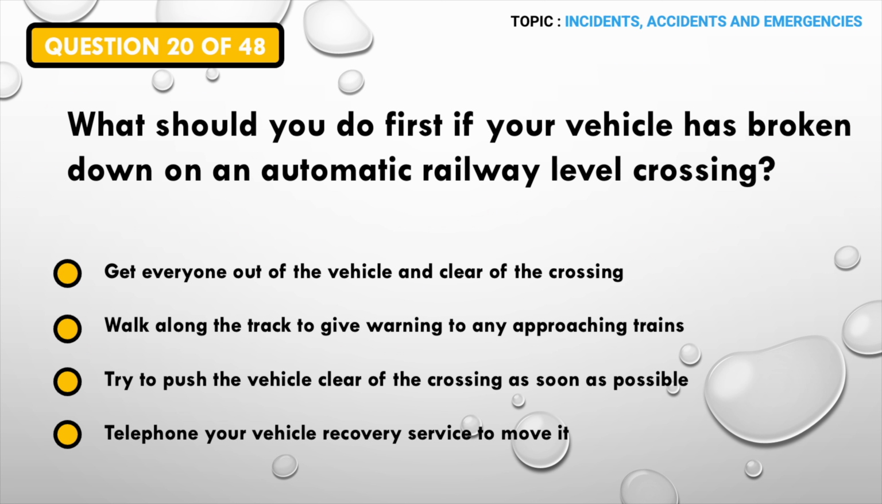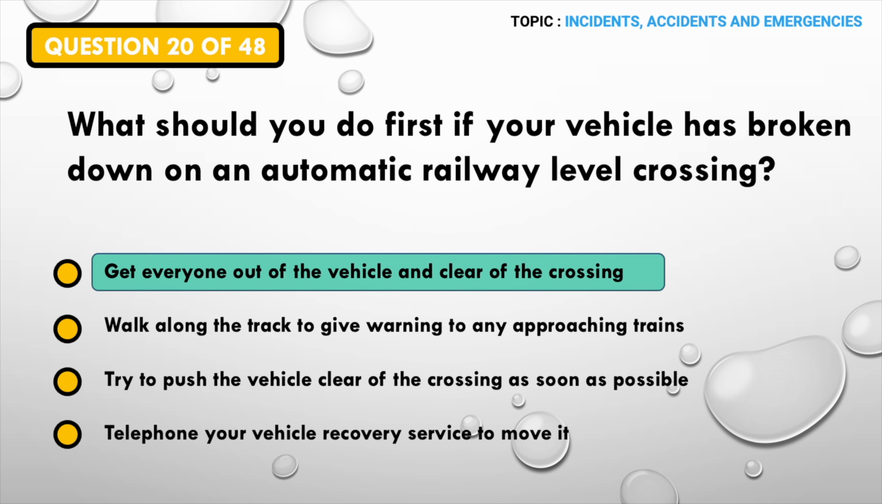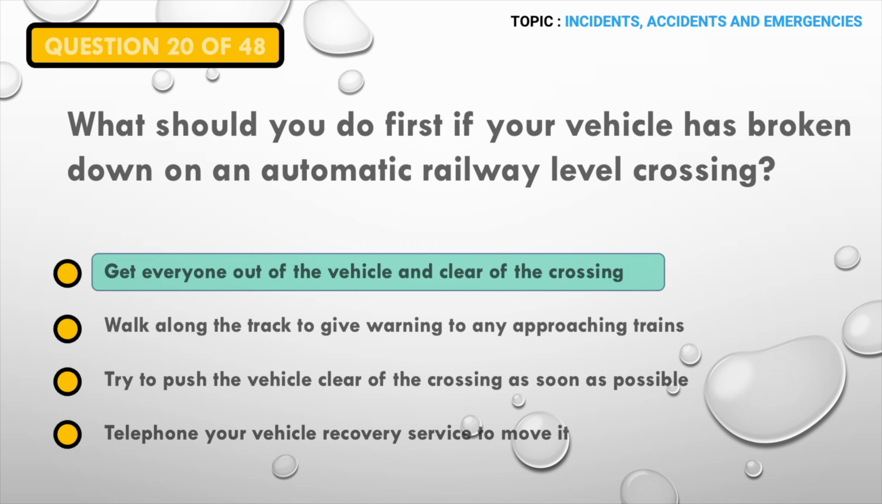What should you do first if your vehicle has broken down on an automatic railway level crossing? Get everyone out of the vehicle and clear of the crossing. Walk along the track to give warning to any approaching trains. Try to push the vehicle clear of the crossing as soon as possible. Telephone your vehicle recovery service to move it.